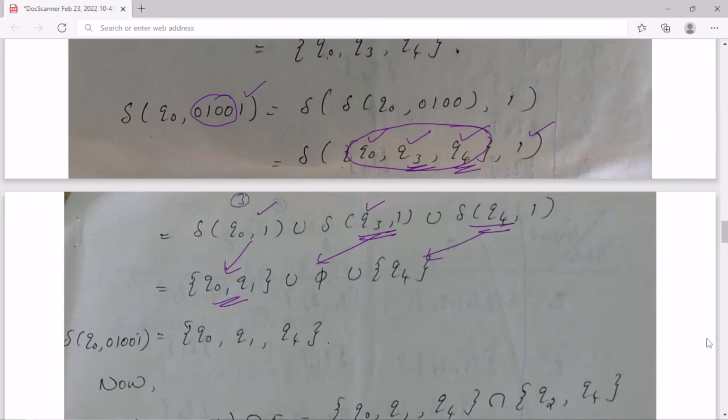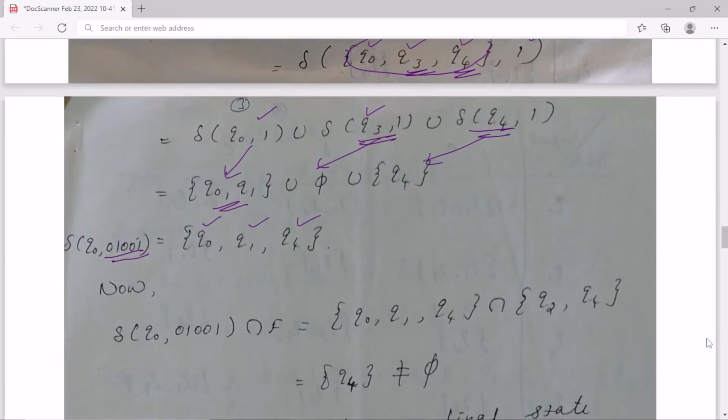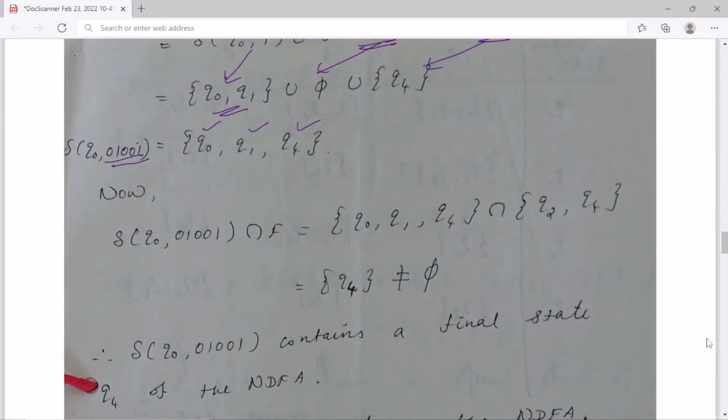So after reading all these symbols in the given string 0, 1, 0, 0, 1, you are either at Q0 or Q1 or Q4. So you can be at any one of these states. Now what we are going to do is, as I told already, what is the final state? Here we have two final states. This is F. Okay. So one final state is Q2 and another one is Q4. So here we have two final states.